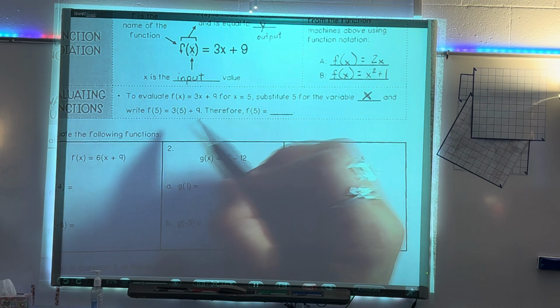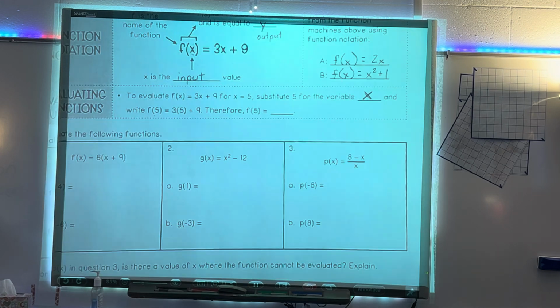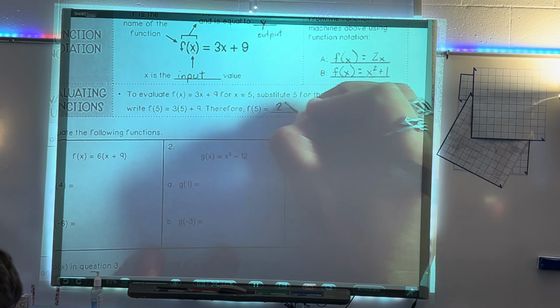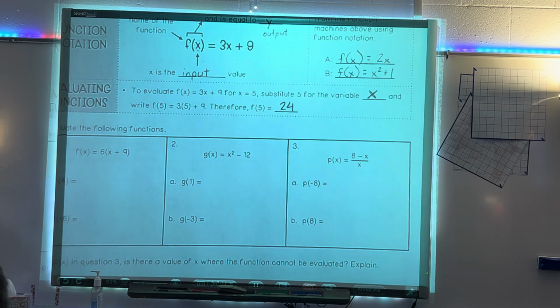So if we did that here, we would have 3 times 5, which is 15. We would add 9, and that would give us 24. So f of 5 would be 24, which means if I put that on a graph, when I go over to the x value of 5, my y value would be at 24. That would be the ordered pair (5, 24). Does that make sense to everybody?